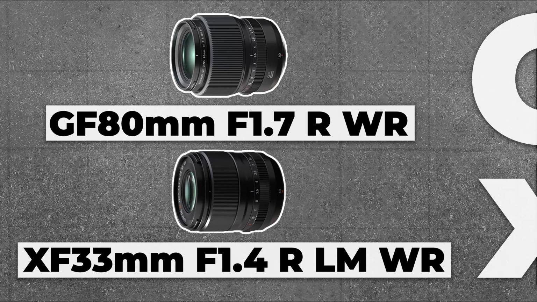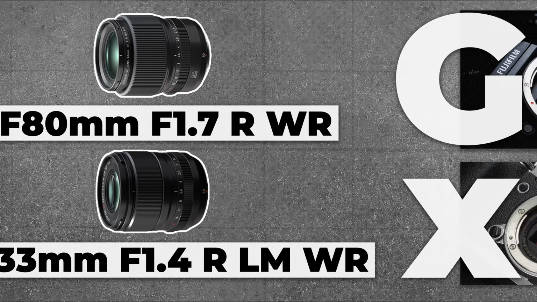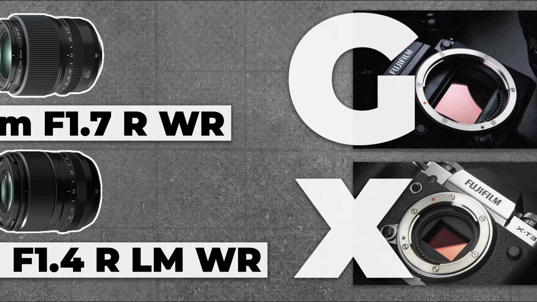So the first thing you need to take note of is whether the name starts with an X or a G, and this is very important because there are two different lens mounts. The ones starting with a G are designed for the medium format cameras, and the ones starting with the X are designed for the X-mount APS-C cameras.